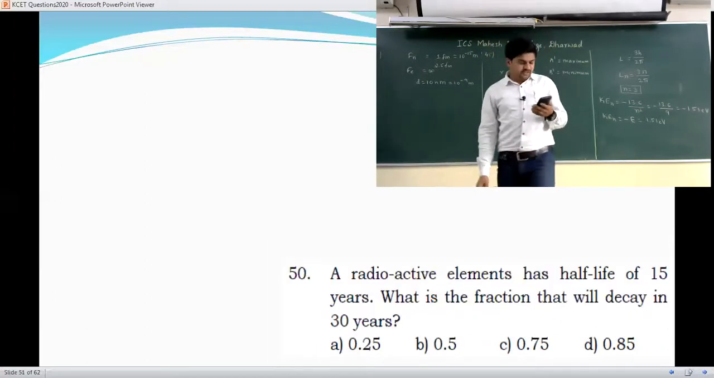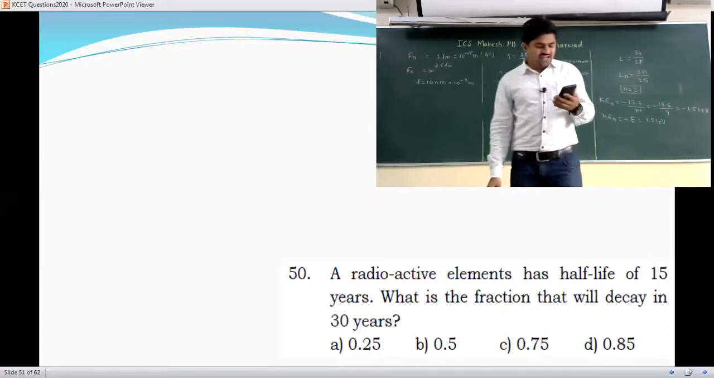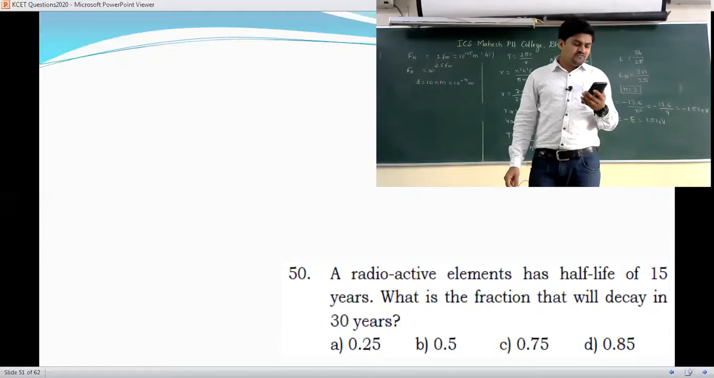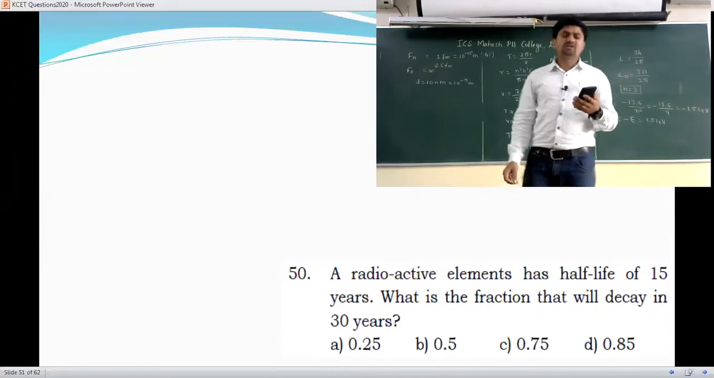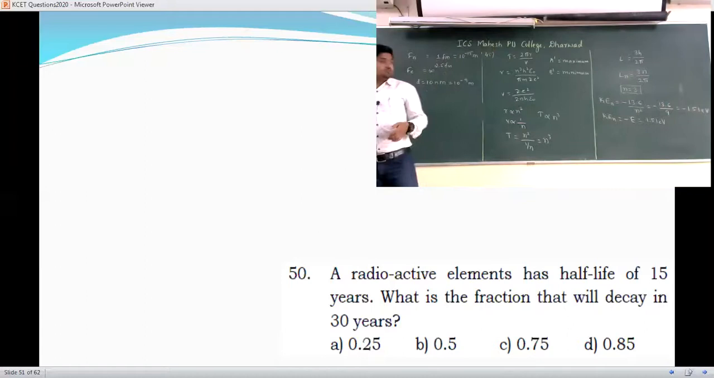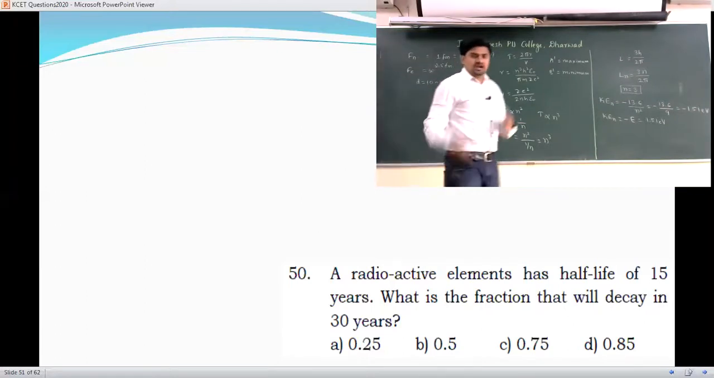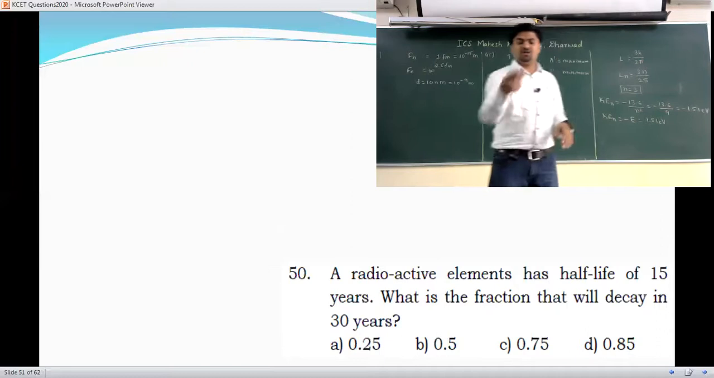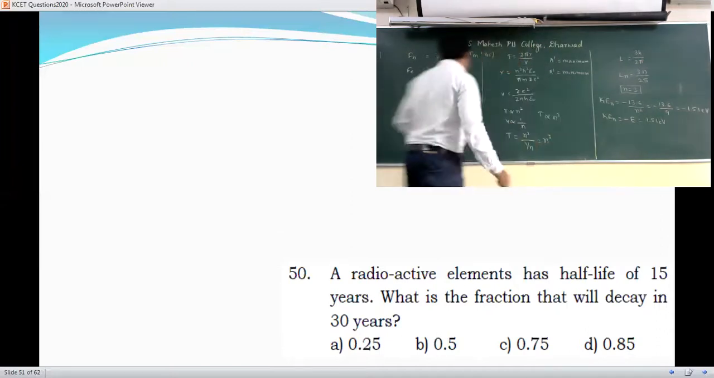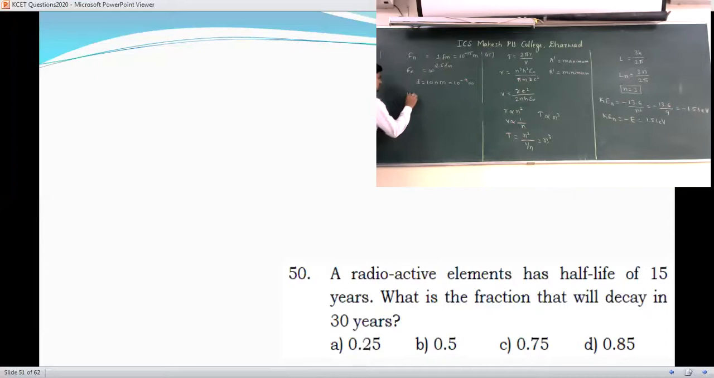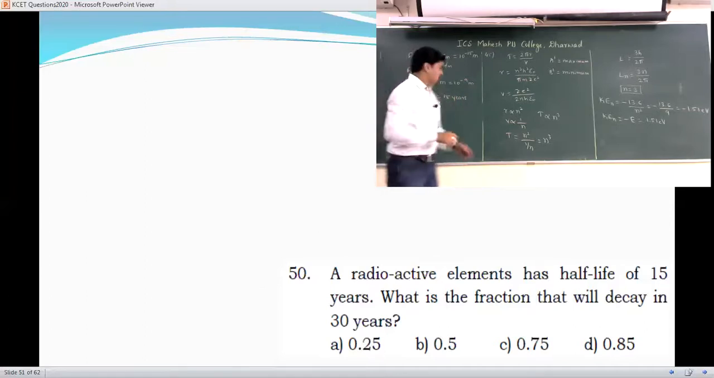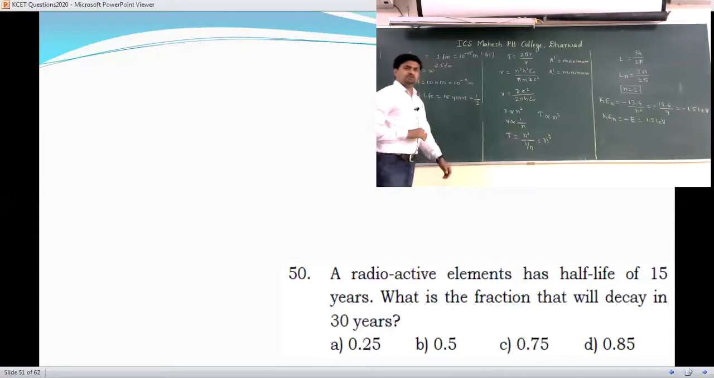Question number 50. A radioactive element has a half-life of 15 years. What is the fraction that will decay in 30 years? For the same question, you can apply the formula and calculate, but logically you can answer this in a very short time. What is the half-life here? Half-life is 15 years. In a half-life, the radioactive element decays to 50%, meaning it will become half.